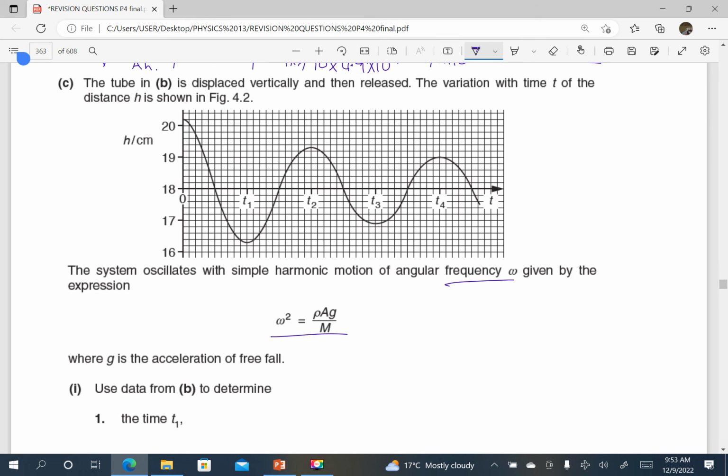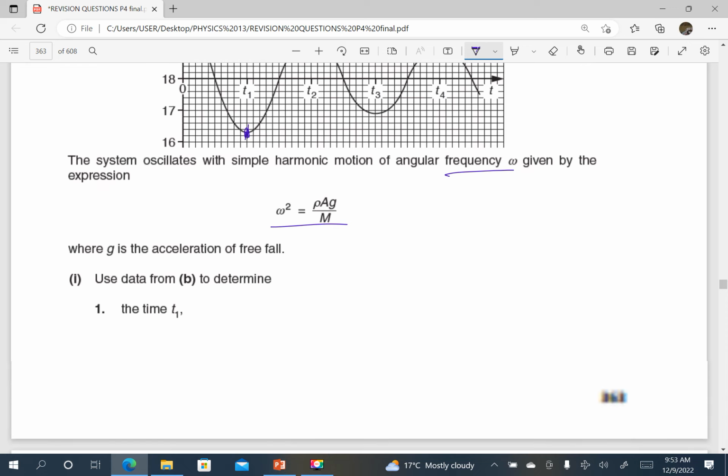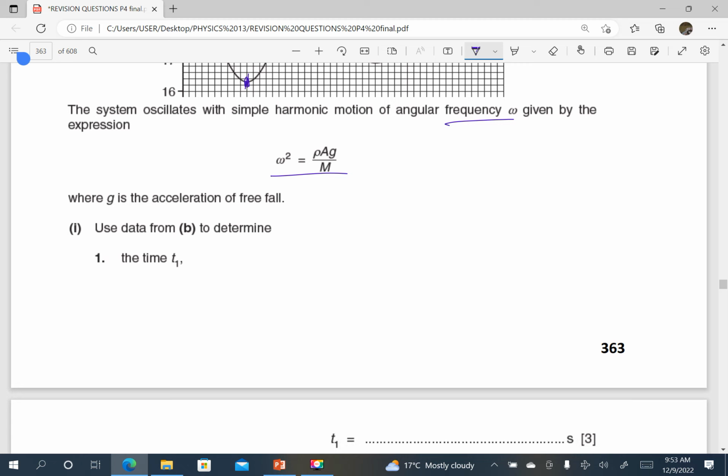What is t1? You notice that t1 is half a period. So what do we do? We need to find the period first. So omega squared is equal to that. Omega squared is going to be density, which was 790, cross-sectional area was 4.9 times 10 power negative 4, g is 9.81, divided by m, which was 70 times 10 power negative 3. I'm trying to find omega squared, so I will find the square root directly.